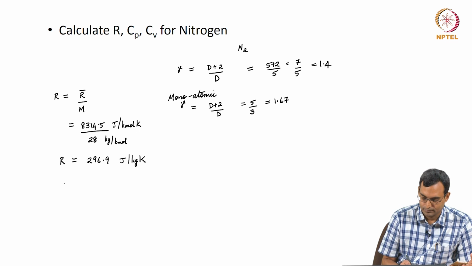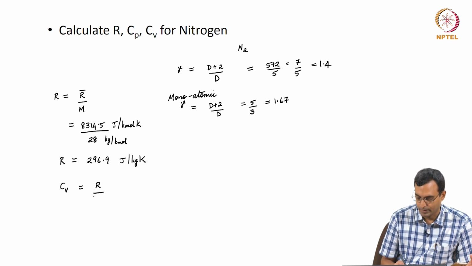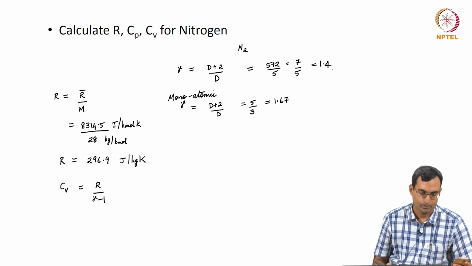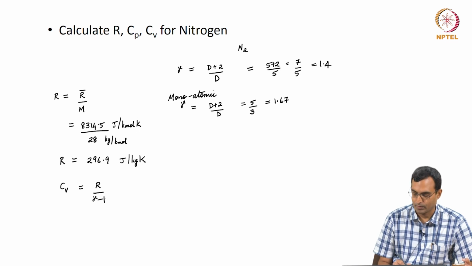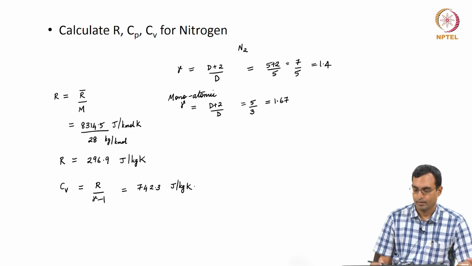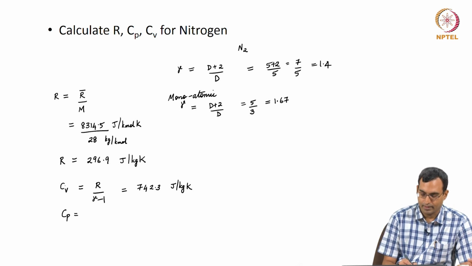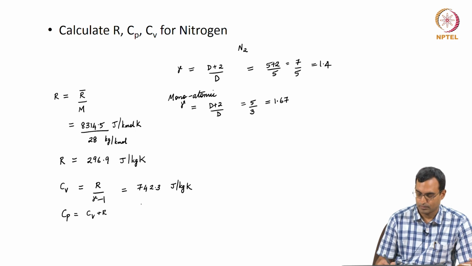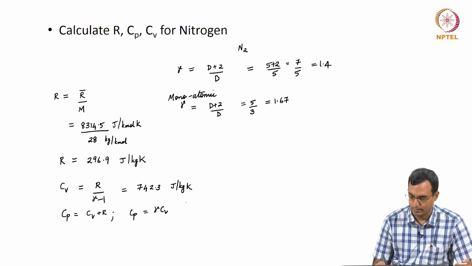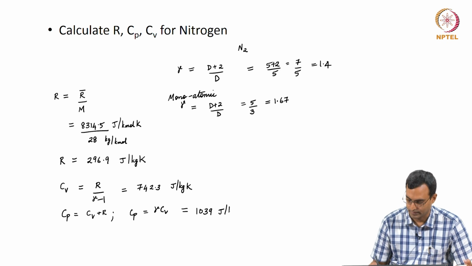I can find out Cv, which has the value of R by gamma minus 1. So, I have the value of R, gamma I have already found out, it is about 1.4. So, if I find out the value of Cv, R divided by 1.4 minus 1, that is R divided by 0.4, which has the value of about 742.3 joule per kg Kelvin. For finding out the value of Cp, I can either add these two, or I can also multiply gamma times Cv. One of these two is what I can do, which has the value of about 1039 joule per kg Kelvin.